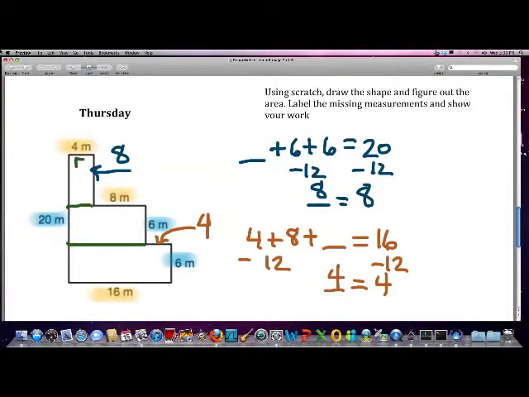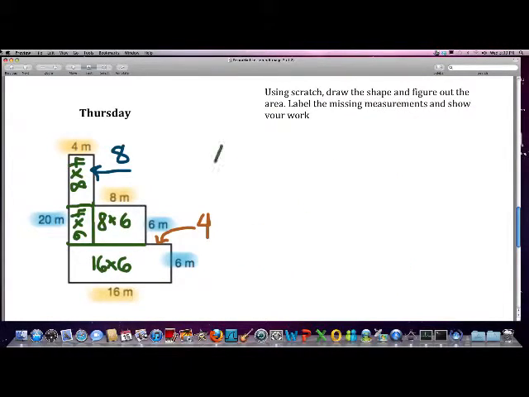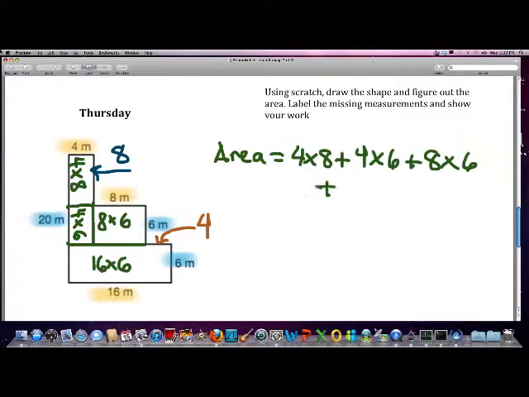And then we can cut the thing up into 3 pieces like this and see that the top rectangle will be 4 times 8. The next one will have a 4 times 6 and an 8 times 6. And then for the bottom one, we get 16 times 6. And so if we want to add all those up, we can see that the area is 4 times 8 plus 4 times 6 plus 8 times 6 plus 16 times 6.